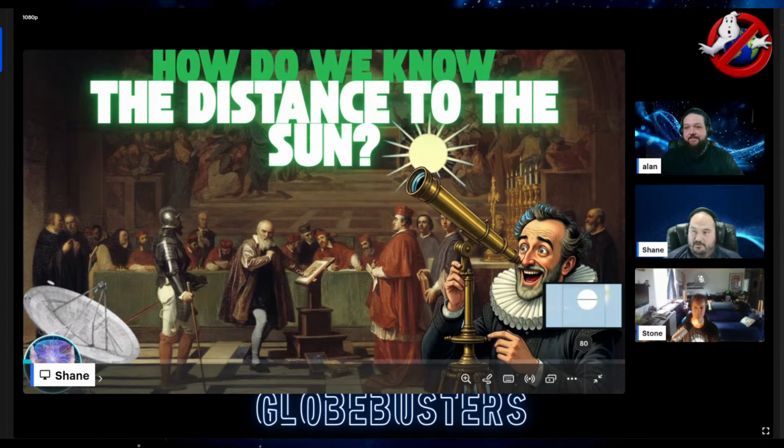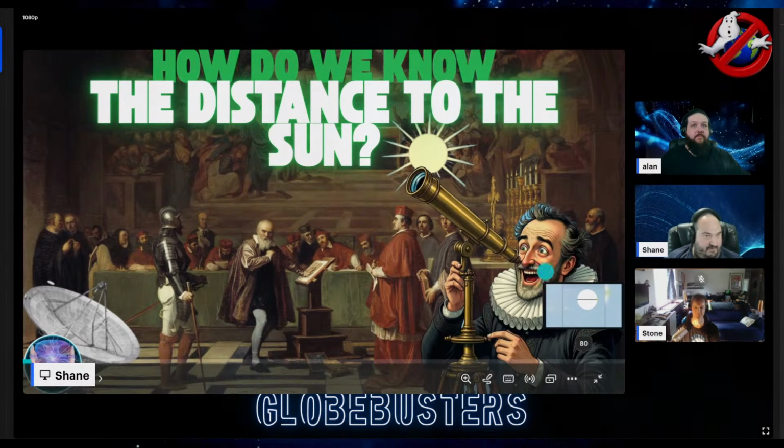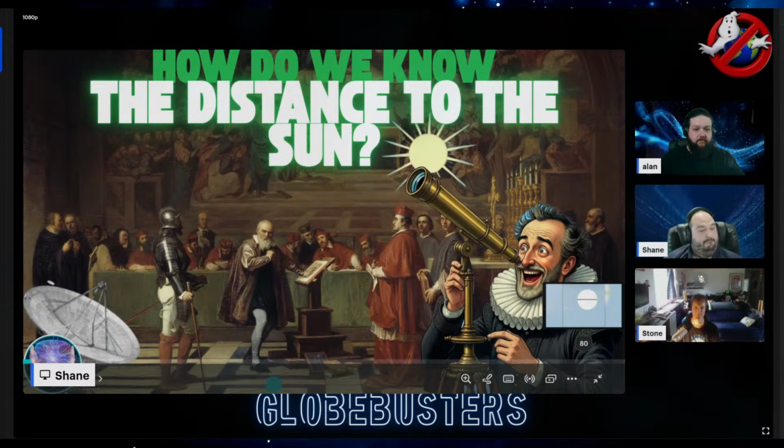So we're going to go into the age-old question as presented by our globe friends, how they definitely know the distance to the sun. And Alan's right. This should definitely be in quotes because nobody knows any such thing. It's all ever been Kepler ratios and then trying to guess with different coefficients.